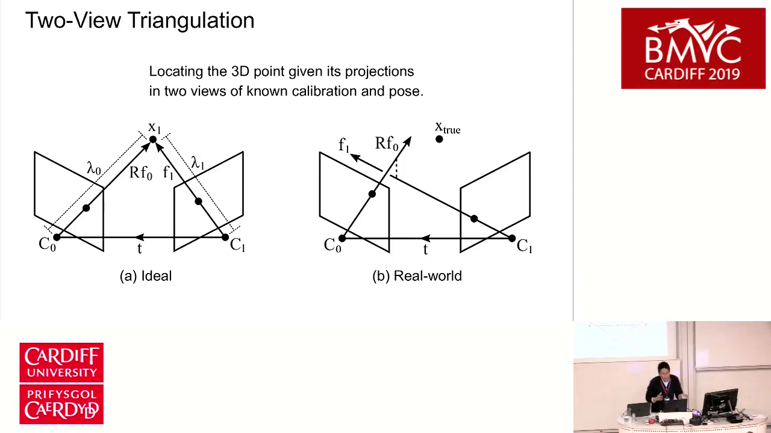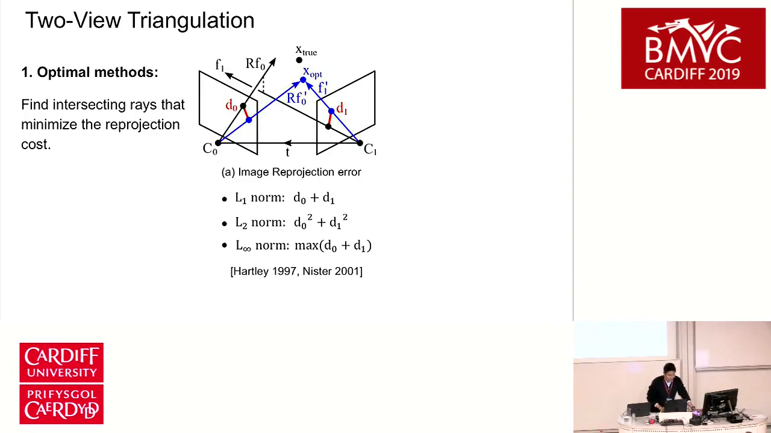Okay, given a pair of skew rays, how do we find the 3D point? Well, that's the problem we address in two-view triangulation, and as you'll see in the next slide, the solution is non-trivial, even for just two views. So the current gold standard is the optimal method that finds the intersecting rays that minimize the reprojection cost. The same principle is also used in bundle adjustment.